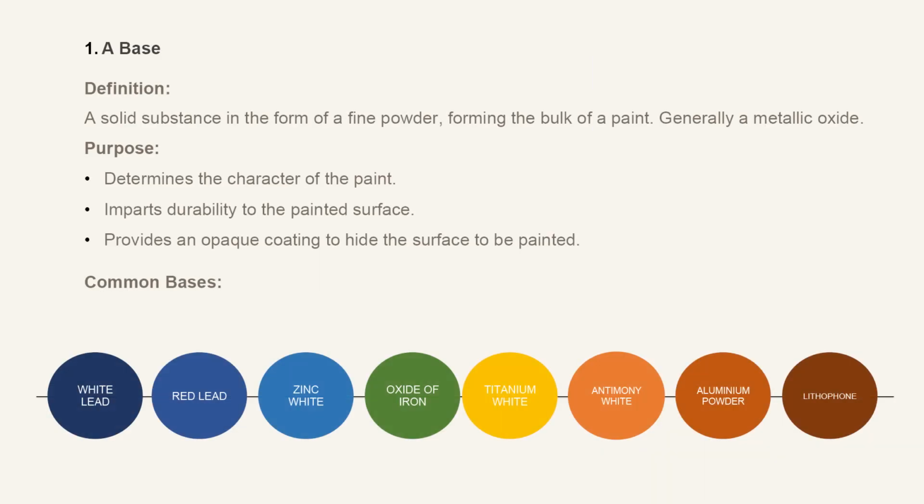First, the base. The base is a solid substance in the form of fine powder making up most of the paint. It is usually a metallic oxide and plays a big role in determining the paint's characteristics and durability. The common bases include white lead, red lead, zinc oxide, oxide of iron, titanium white, antimony white, aluminium powder and lithofoam. You can think of it as the foundation of your paint. It provides an opaque coating that hides the surface you are painting.